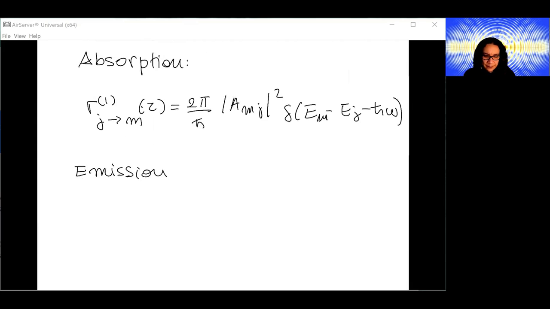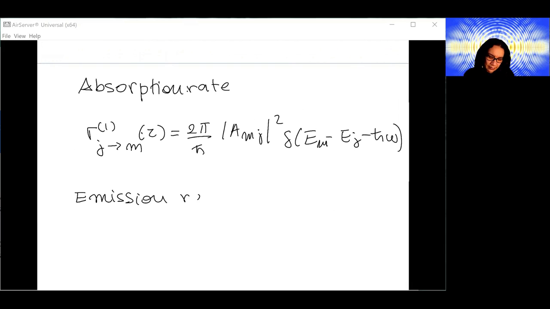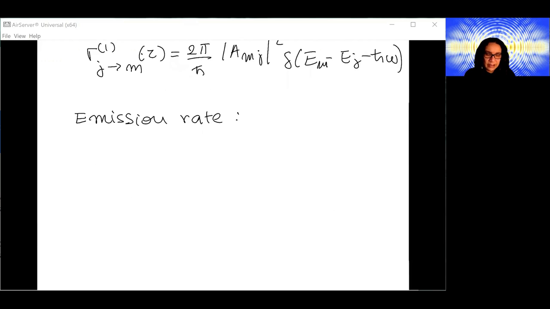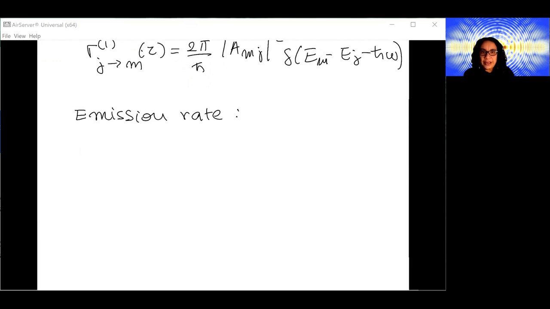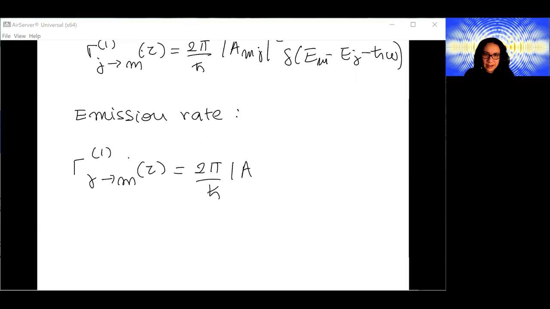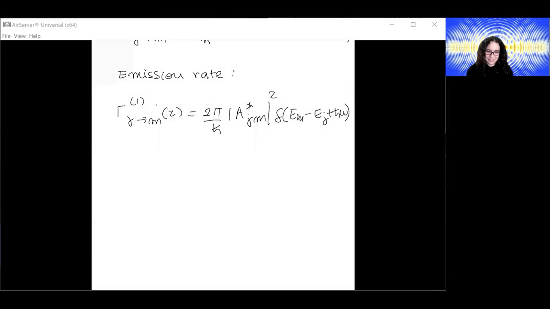So the emission rate, let me put here rate so that you know, using Fermi's golden rule, or proceeding the very same way from what we have done, we're going to find that this is going to be 2 pi divided by h bar, a star jm, delta Em minus Ej plus h bar omega. So in this expression now, don't forget the square.